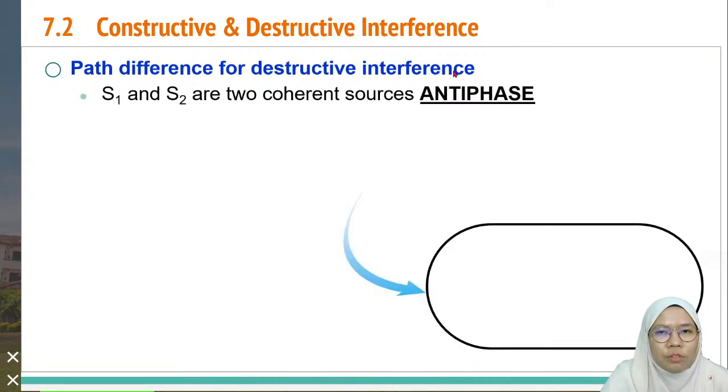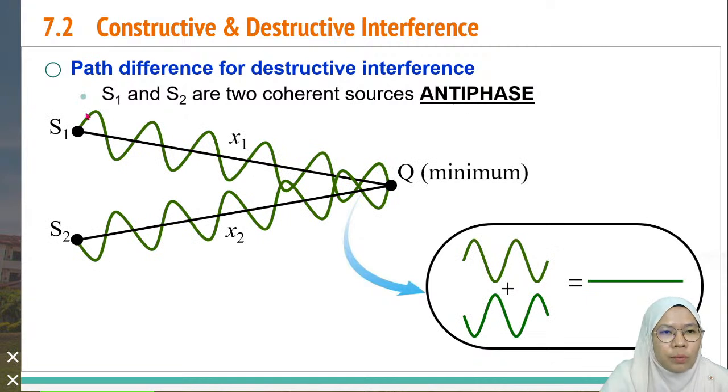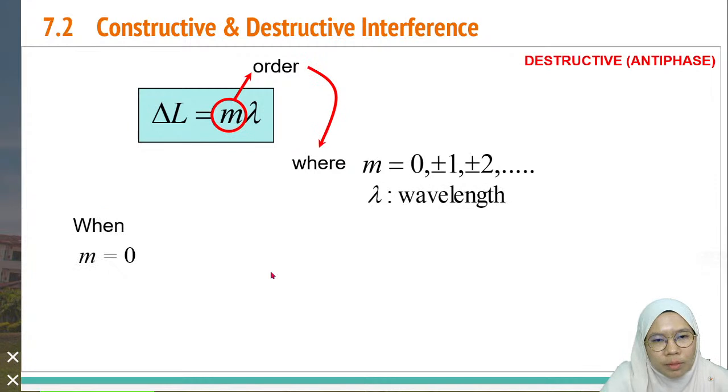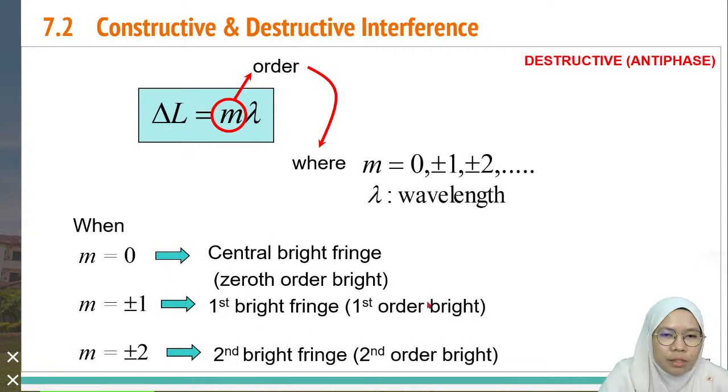Then destructive interference for anti-phase. They are anti-phase when we can see that the cycles are the opposites, and then when they meet at a point, for destructive, they should cancel out each other. So in terms of the wavelength, this one is 1, 2, 3, 4, 5.5. So this one is also 1, 2, 3, 4, 5.5. So the difference is 0. So for destructive interference, for anti-phase, they should have delta L equal to m lambda. This one is the opposite of the previous slide. You need to understand that destructive, we always get dark. So this one is wrong over here, sorry for that.